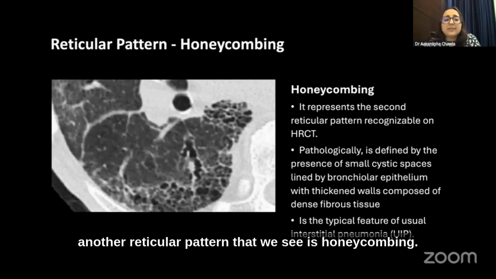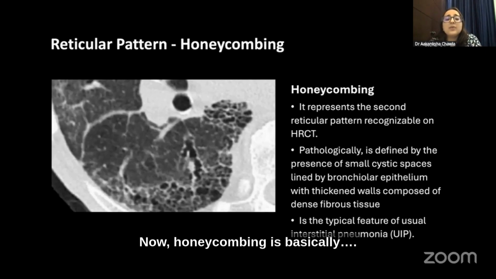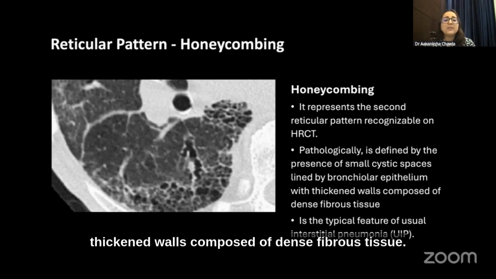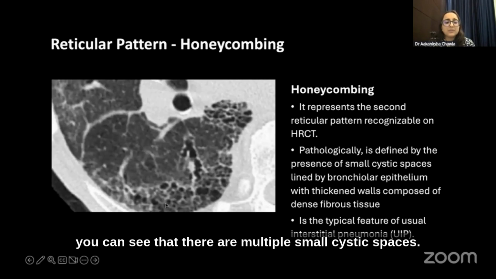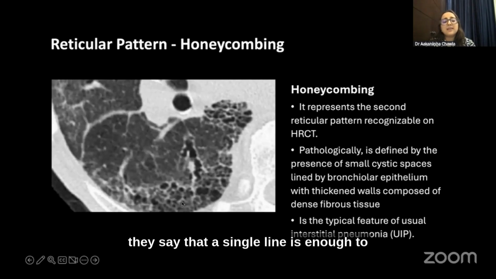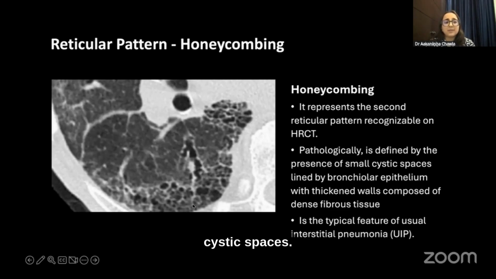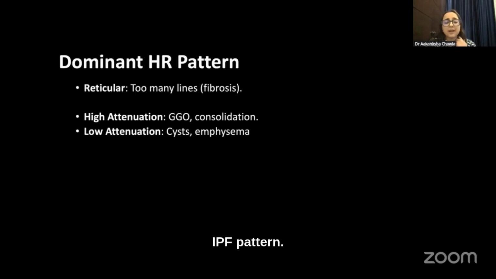Now, another reticular pattern that we see is honeycombing. Honeycombing is basically defined by small cystic spaces. As you can see here, there are small cystic spaces lined by bronchiolar epithelium with thickened walls composed of dense fibrous tissue. You can see that there are multiple small cystic spaces. These days they say that a single layer is enough to identify honeycombing. In this, you can see that there are multiple layers of these small cystic spaces. And this is something that we typically see as a feature of your UIP, IPF pattern.